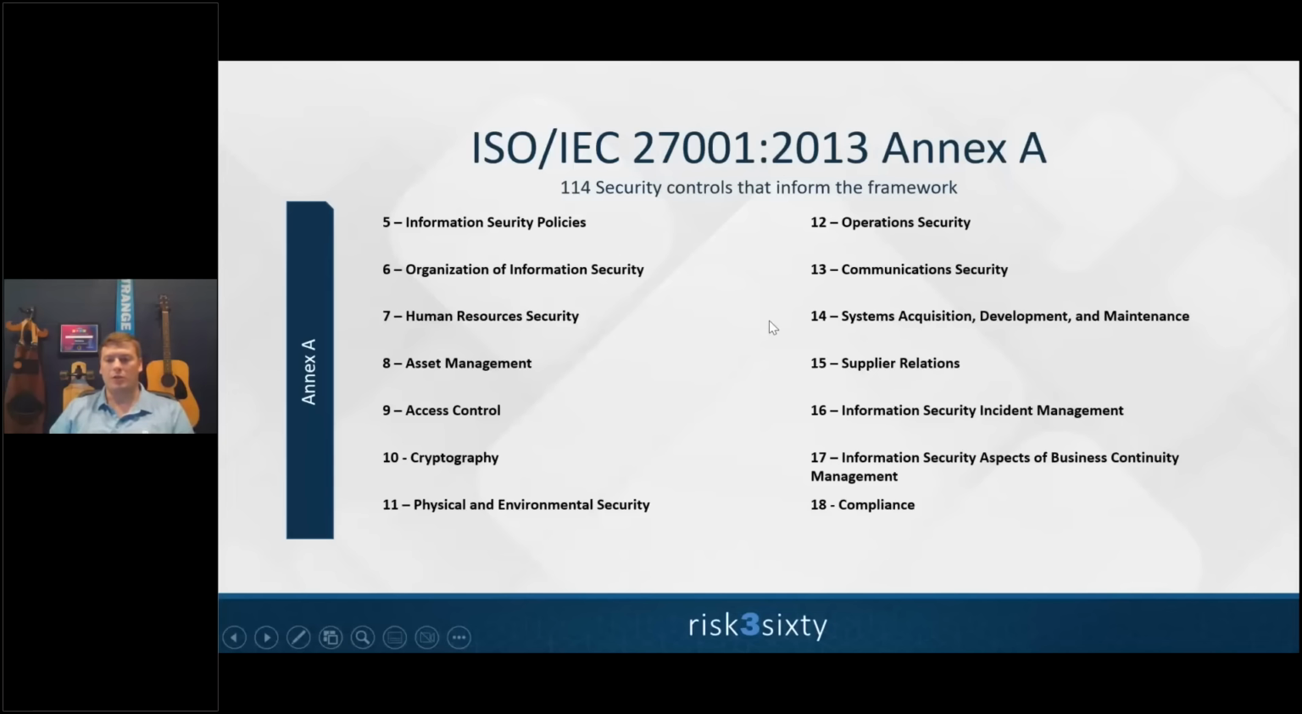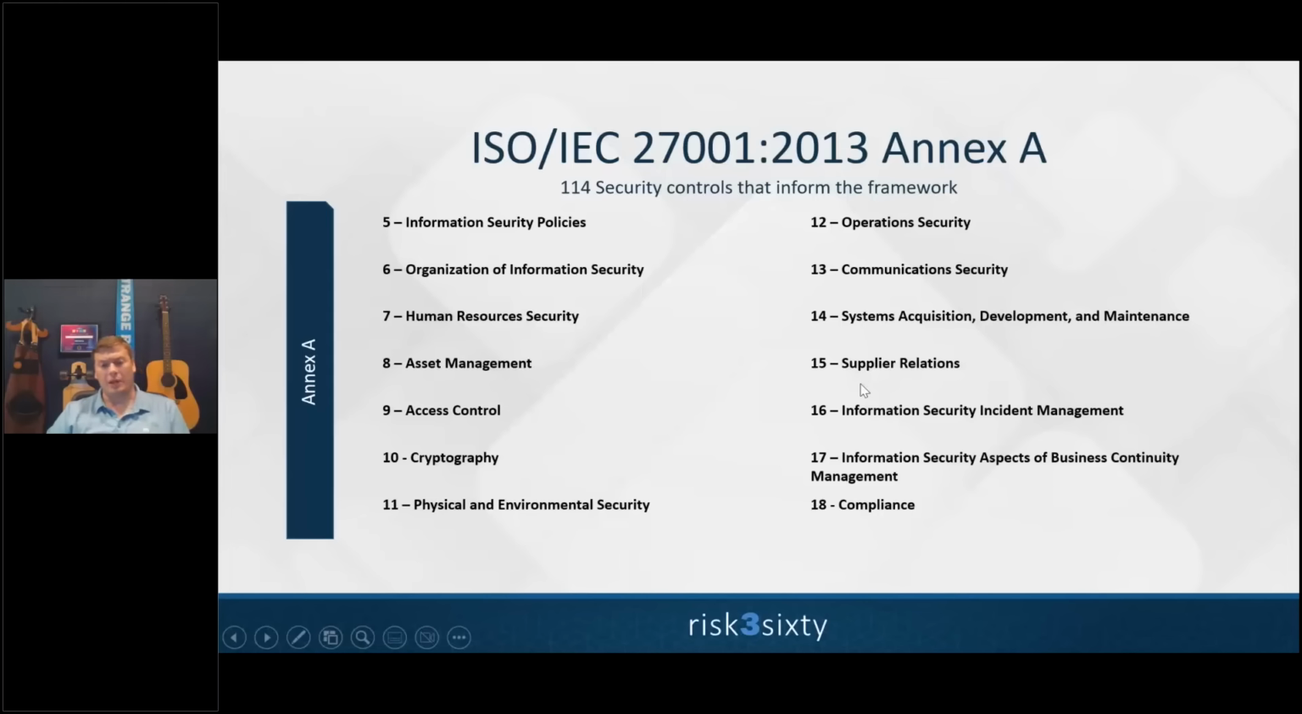14 is systems acquisition, development, and maintenance. This is basically like the SDLC controls. This is what a software company thinks of most usually when they're thinking of security controls. It's everything from how do you make changes to systems, how do you consider security during the design and requirements gathering phase, all the way through to how do you do your system security testing prior to release, right? When you're doing UAT testing and things, are you checking for security functionality?